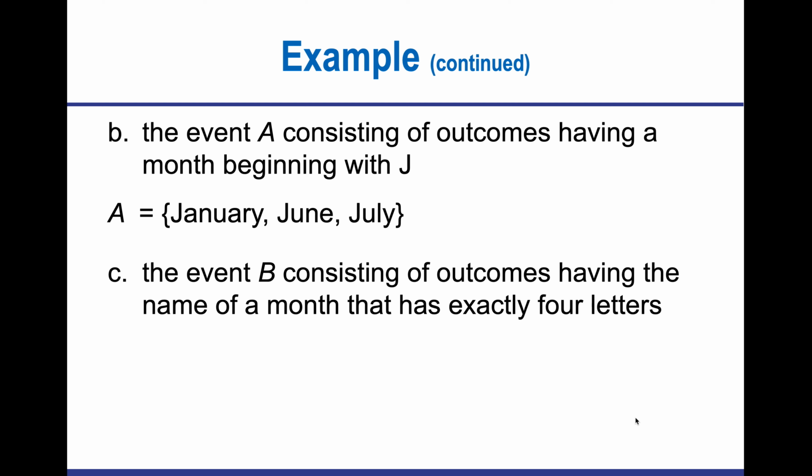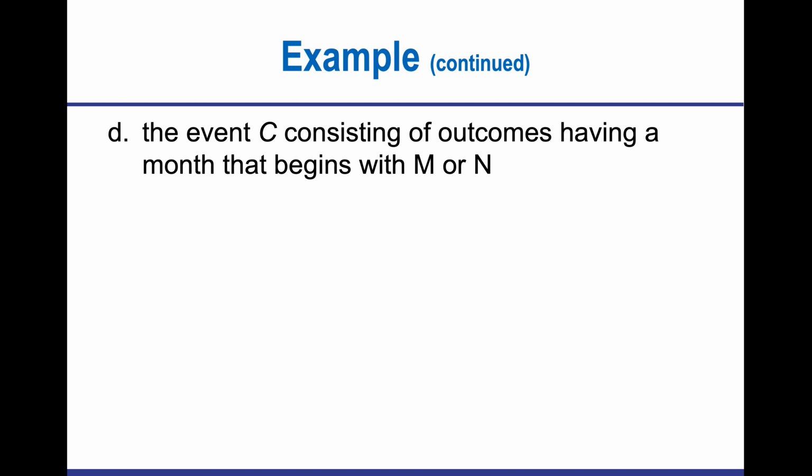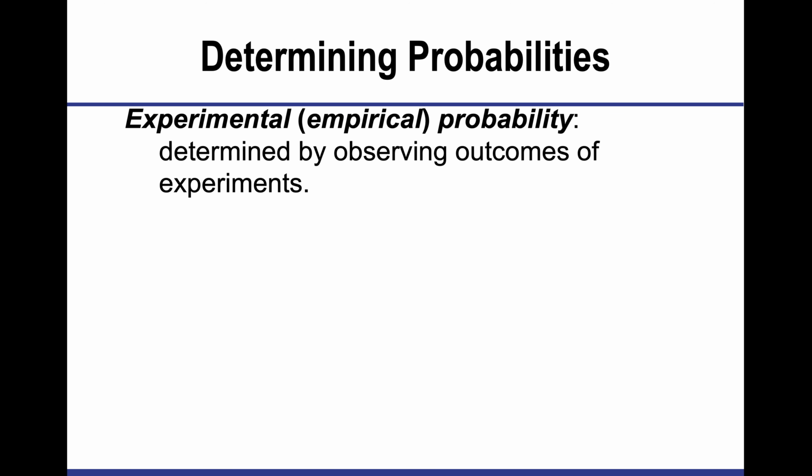That's my sample space. The event A consisting of outcomes having a month beginning J. So then I'm going to look at, well, there's January, June, and July from my sample space. Since it's a subset, it's going to be considered an event. And I'm going to utilize A because it says capital A. Event B would be the name of the month that has exactly 4 letters. So I'm going to my sample space and finding how many have 4 letters and putting that in set notation. Then if I want an event C that consists of outcomes having a month that begins with M or N, that would be March, May, and November.